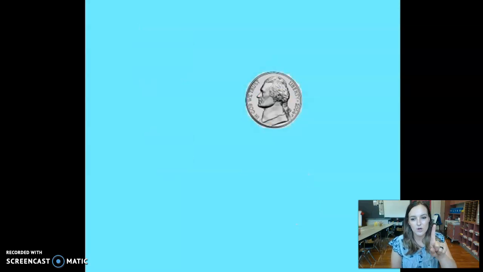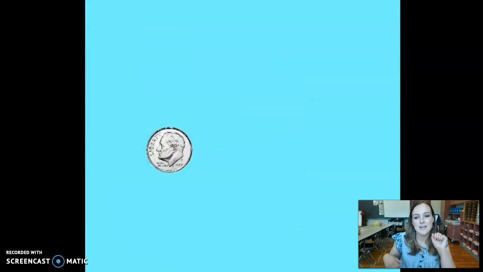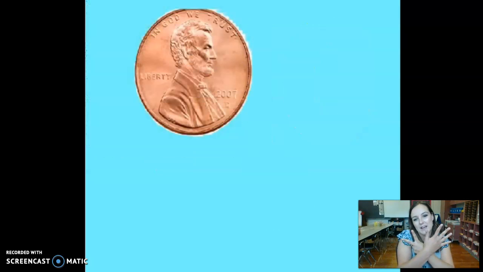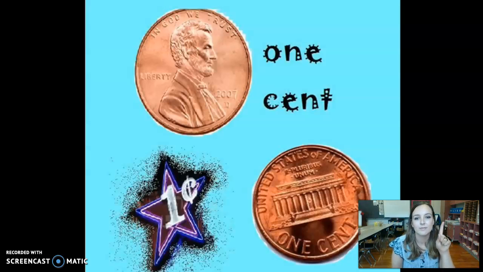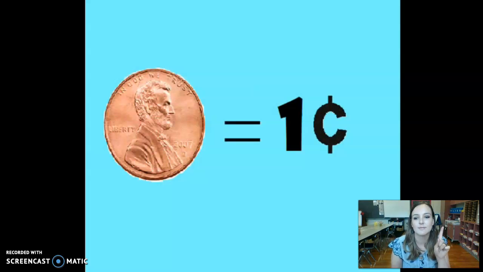A penny is 1, a nickel is 5, a dime is 10, and a quarter's 25. How much is a penny? A penny is 1 cent. Only 1 cent. A penny equals up to only 1 cent.